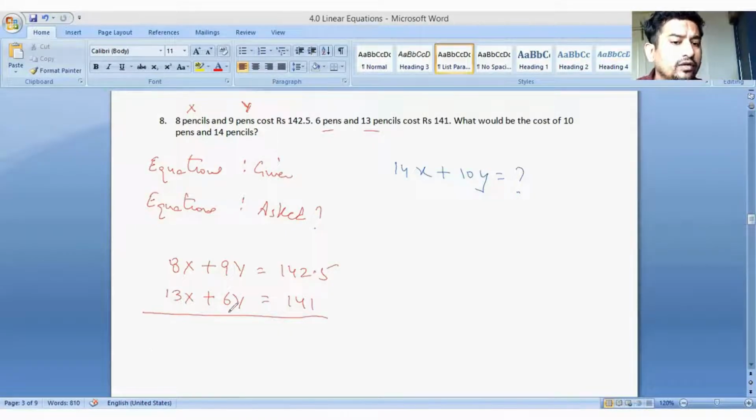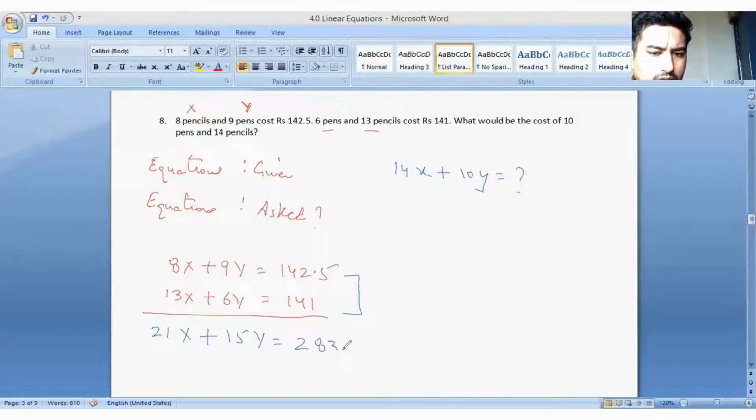Right now, see how do we do this? Every time, whatever equations are given, you have to work around those equations and see how can I get this equation. For example, here if I add these two, see, adding and subtracting is what you can start with. If I add these two, what do I get? 21x plus 9 and 6, 15y is equal to, if you add this, 283.5.